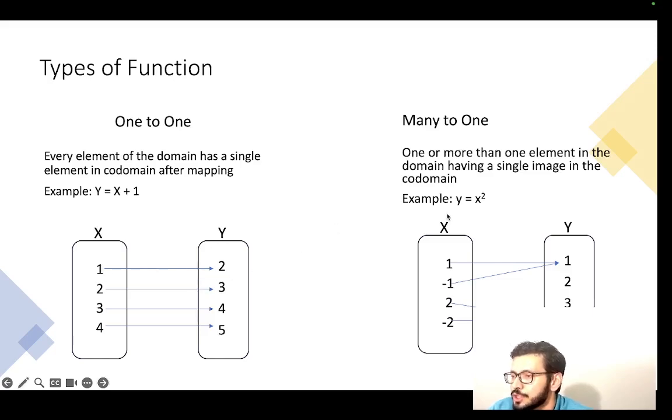Many to one, as the name suggests, means more than one value of x will have one value of y. One example of the function could be y is equal to x squared. For x is equal to 1, the value of y is going to be 1. And for x is equal to minus 1, the value of y is again going to be 1, because minus 1 times minus 1 is equal to 1. Similarly, for x is equal to 2 or minus 2, the value of y is going to be 4 in both cases. So that's where this is many to one.